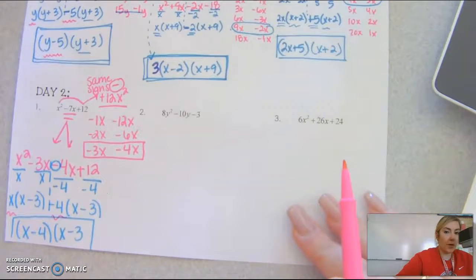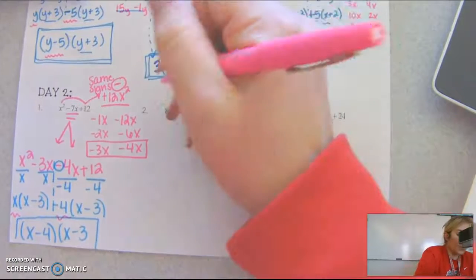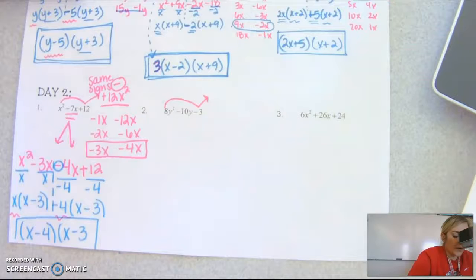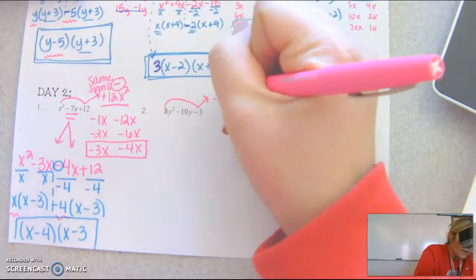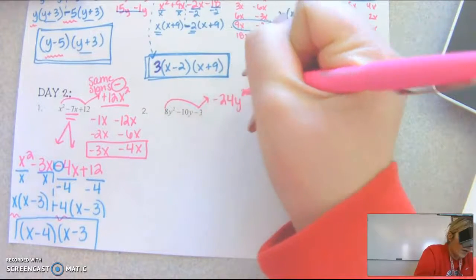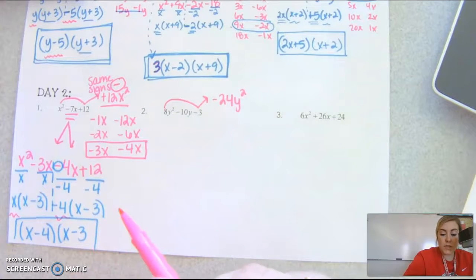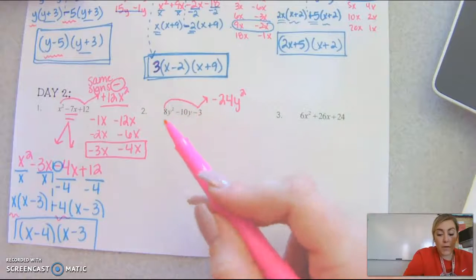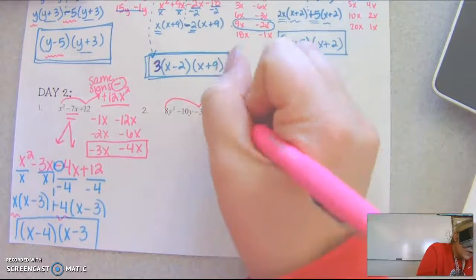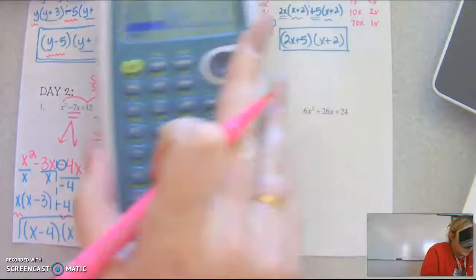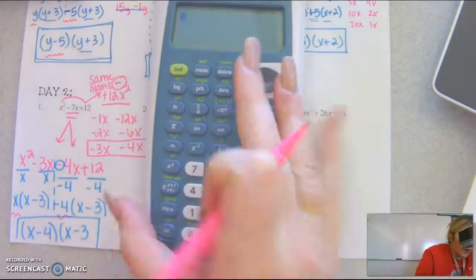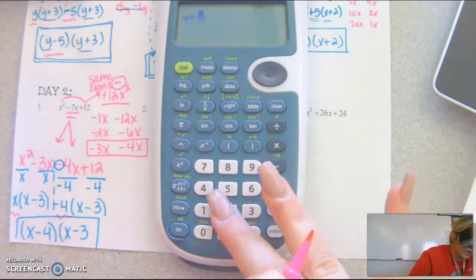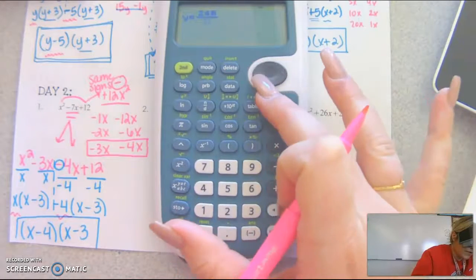All right, let's keep going with number 2. So first thing I need to do, multiply the first term by the third term. 8y squared times negative 3 is negative 24y squared. So since this is negative, we need to have different signs, but the bigger number needs to be negative. So if I didn't know what the factors of 24 were, I can press table. And I'm going to do n over d, 24 over x.